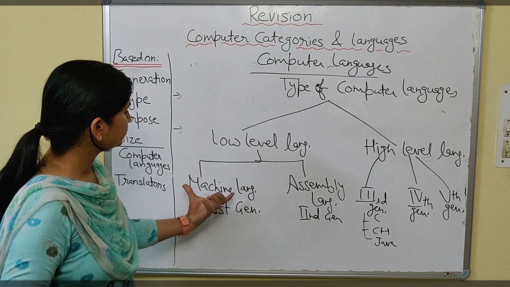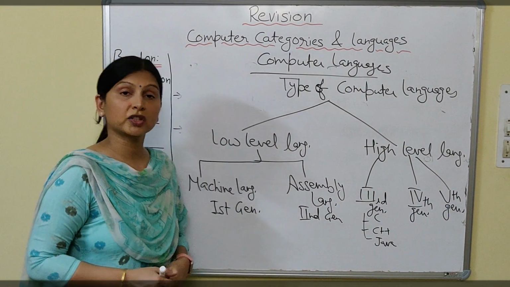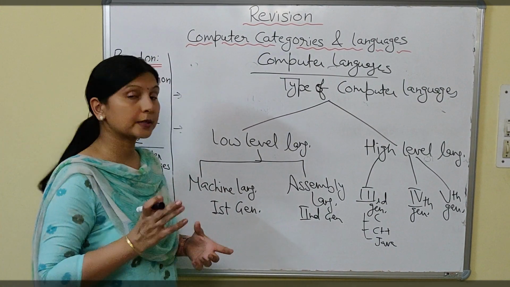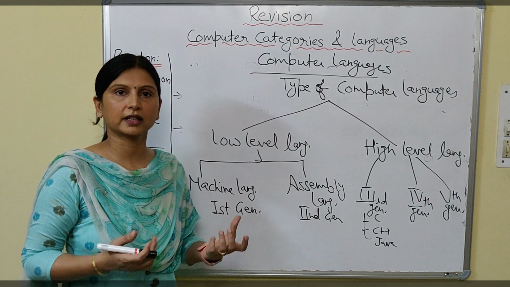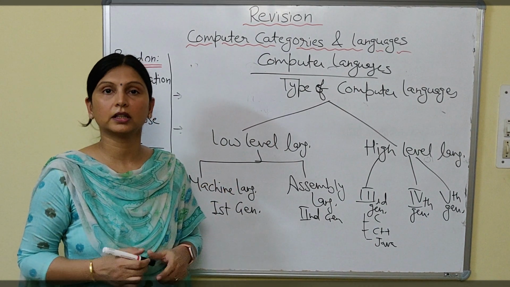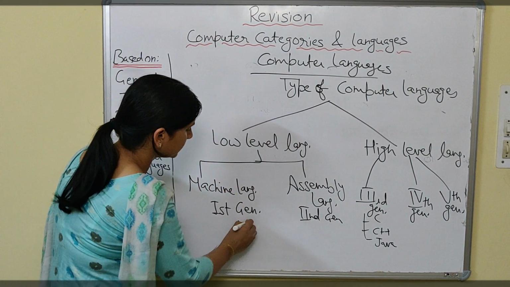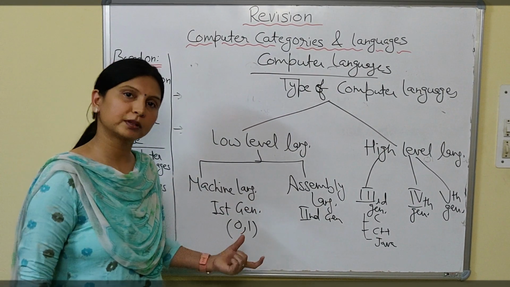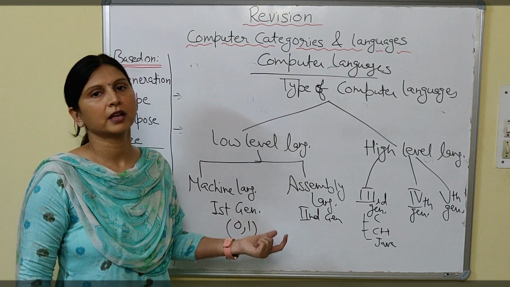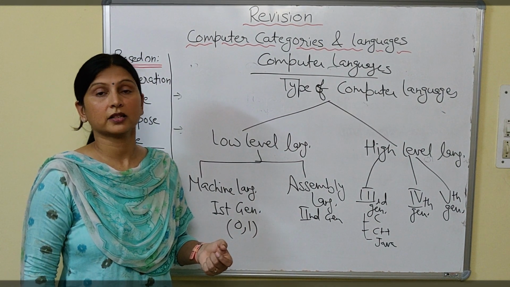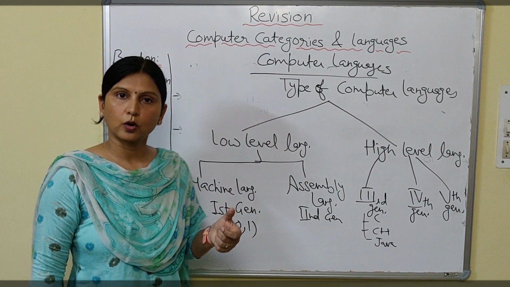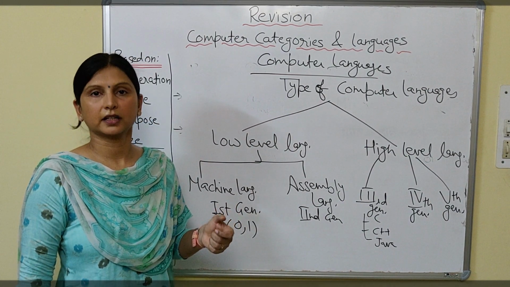Now let's start with machine language. When the computer was invented earlier, as a user, we couldn't instruct the computer. Only experts were able to instruct the computer in terms of 0 and 1. And how in terms of 0, 1? By using switches. Because 0 indicates off state and 1 indicates on state. So by switching off and on, experts used to instruct the computer.